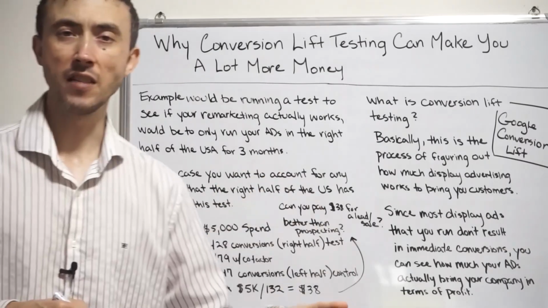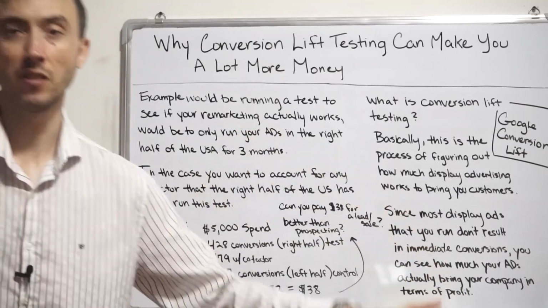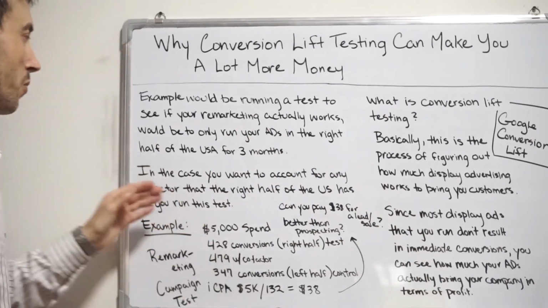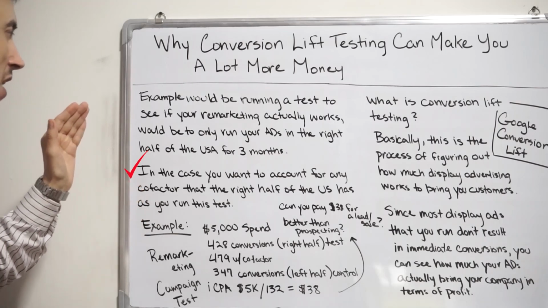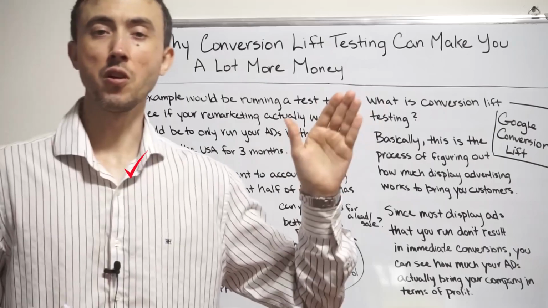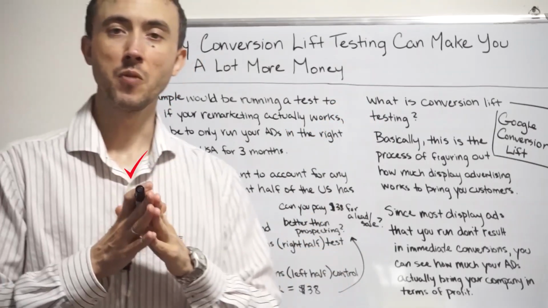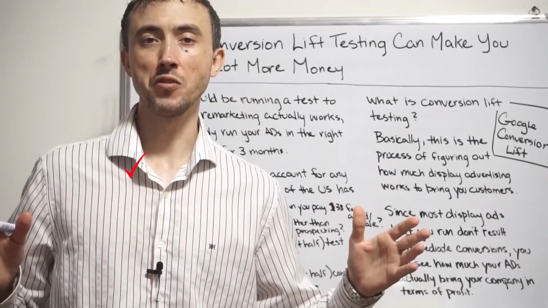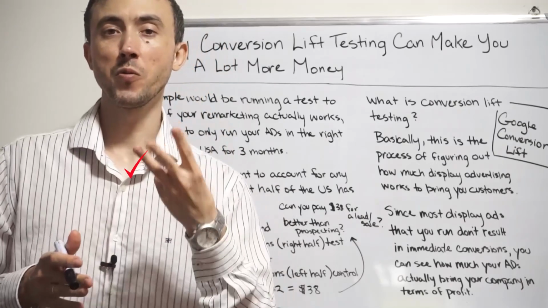So if you were in that situation where you didn't think remarketing works, you could just very, very easily find out for yourself. You could, like I said, take your remarketing budget itself, instead of remarketing to everybody across the country, remarket to people on half of the country, and just do it for 3 months.